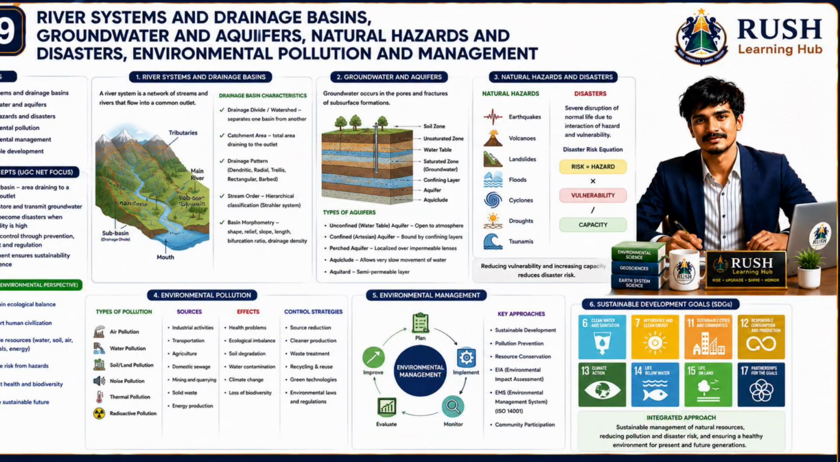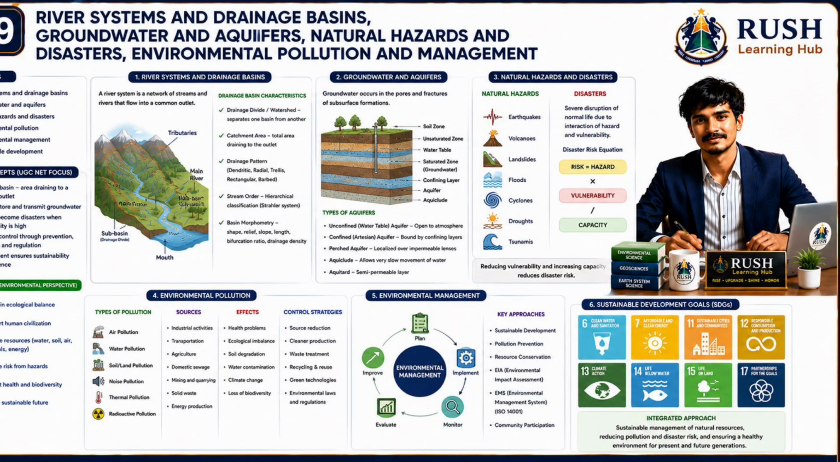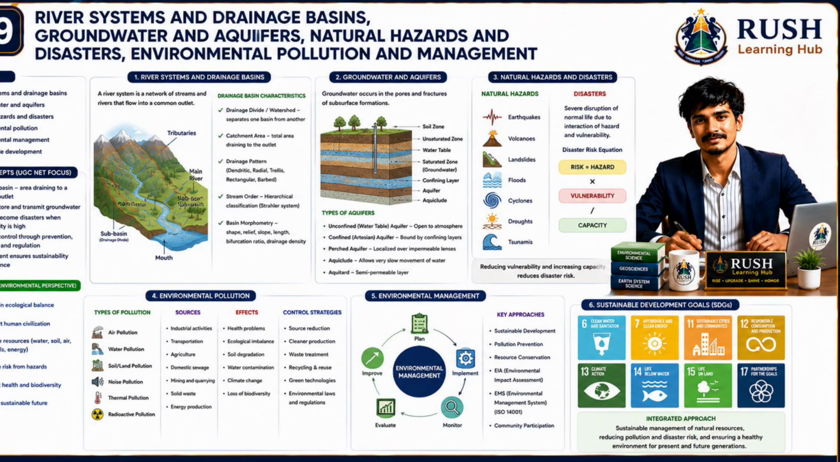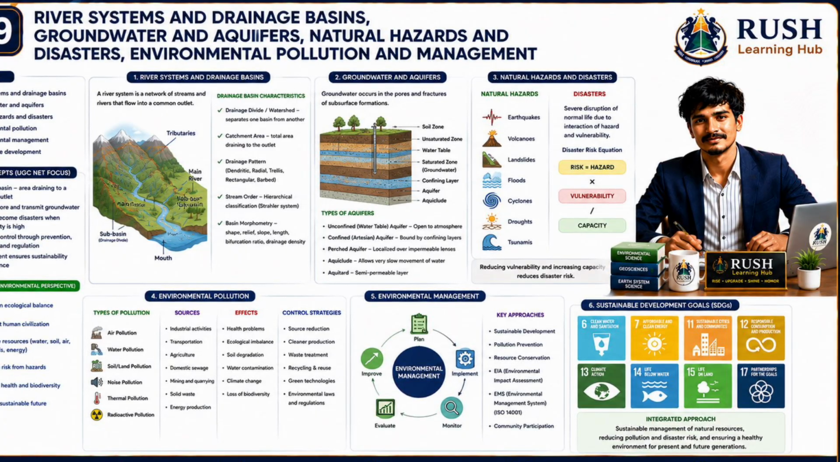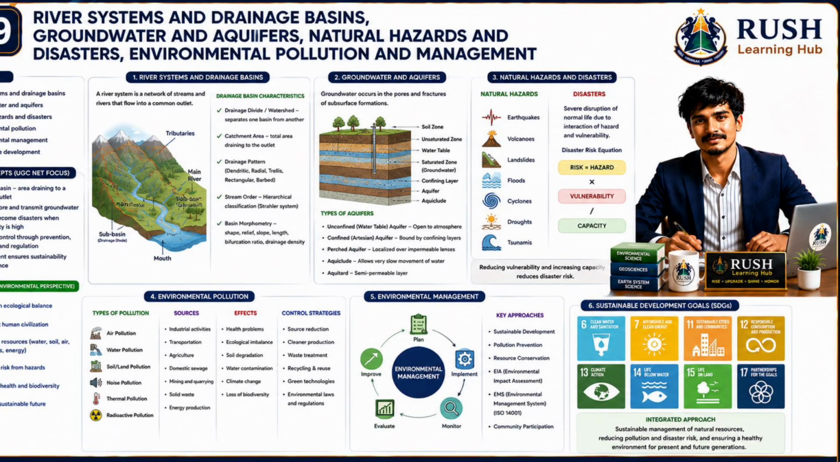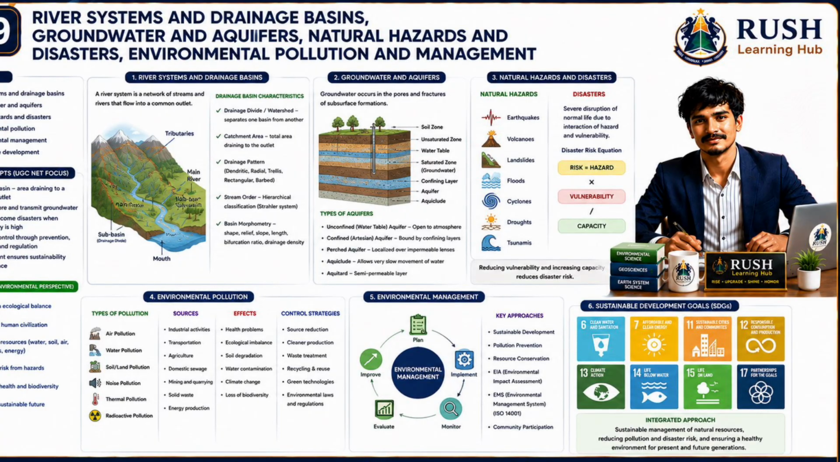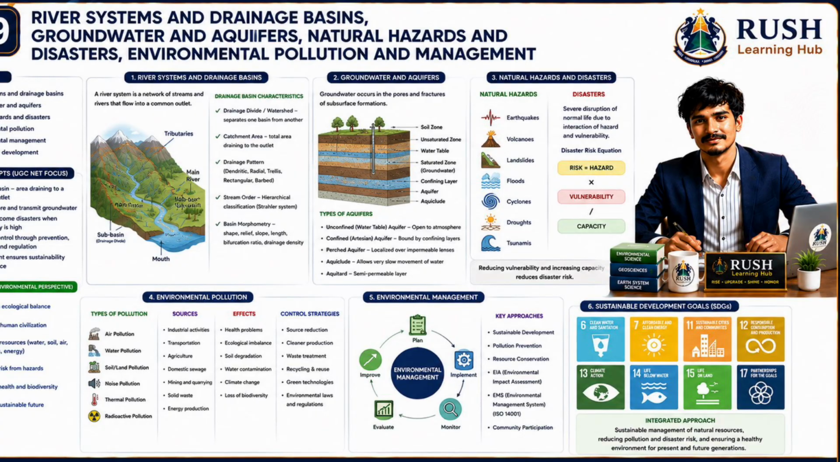Now let us discuss the major river basins and groundwater provinces of India. India possesses several important river basins. The Ganga Basin is the largest river basin in India and supports a significant proportion of the population. Other important river basins include the Brahmaputra Basin, Godavari Basin, Krishna Basin, Narmada Basin, Mahanadi Basin, and Kaveri Basin.